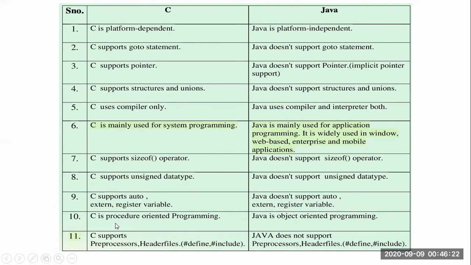C is called a procedure-oriented or structured-oriented language, and Java is object-oriented. Every C program has a preprocessor, like #define and #include. Java does not have any preprocessor directives. These are some of the common differences between the C programming language and the Java programming language.